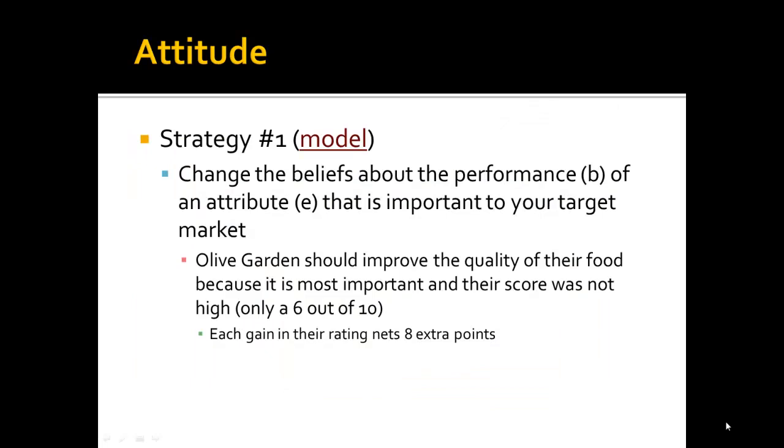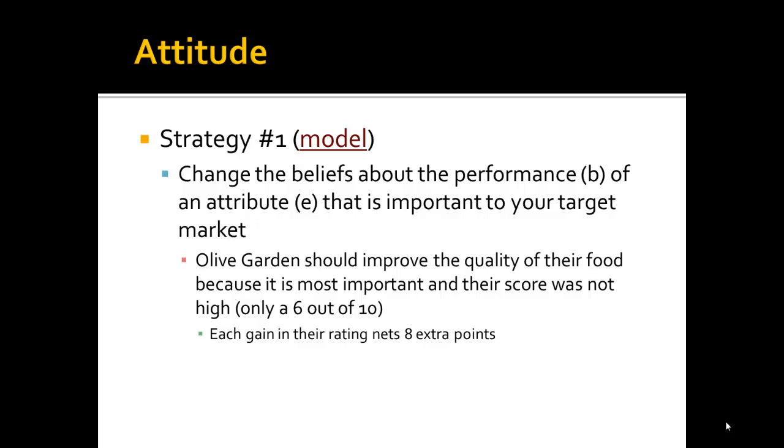The first strategy is to change beliefs about the performance of an attribute that is important to your target market. In other words, find out what is most important to people and improve your performance on that so that you can get the most bang for your buck.